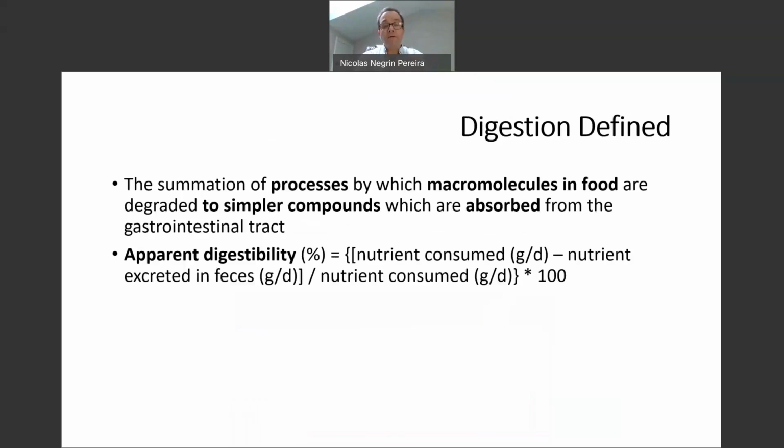And in animal nutrition, we normally use a formula for a concept we call apparent digestibility, which is expressed as a percentage. It's a very simple formula: the nutrients consumed in grams per day, minus the nutrients that are excreted in the feces in grams per day, divided by the nutrients consumed, multiplied by 100. That gives us a percentage of what we call apparent digestibility: intake minus output, divided by whatever was intake, multiplied by 100.